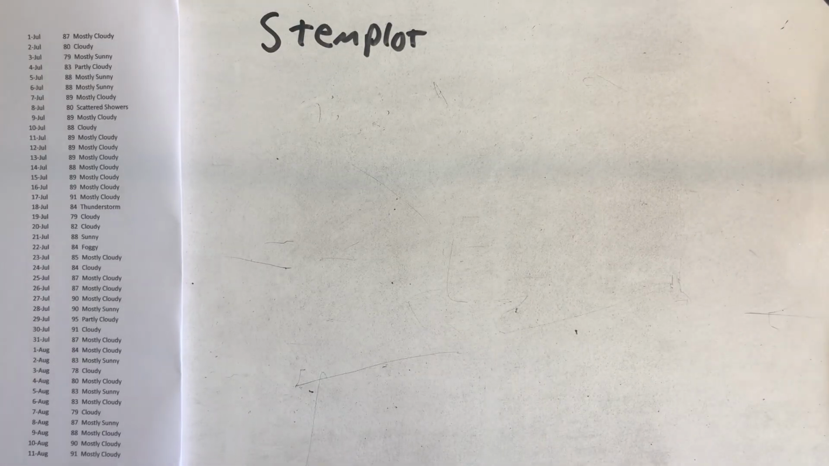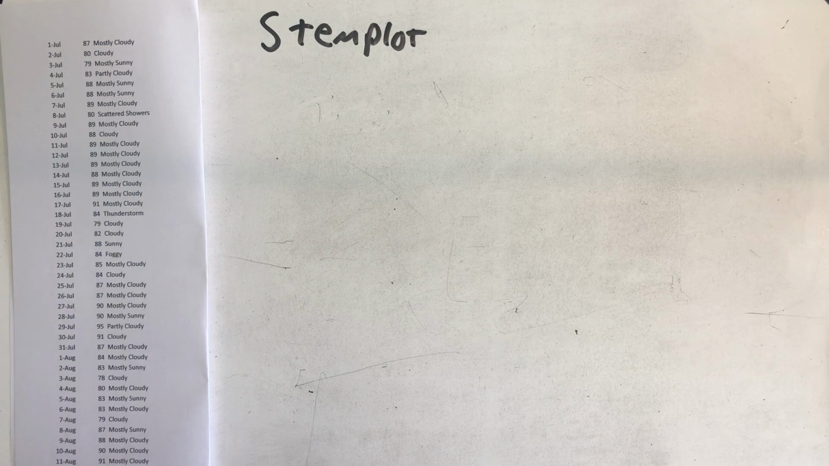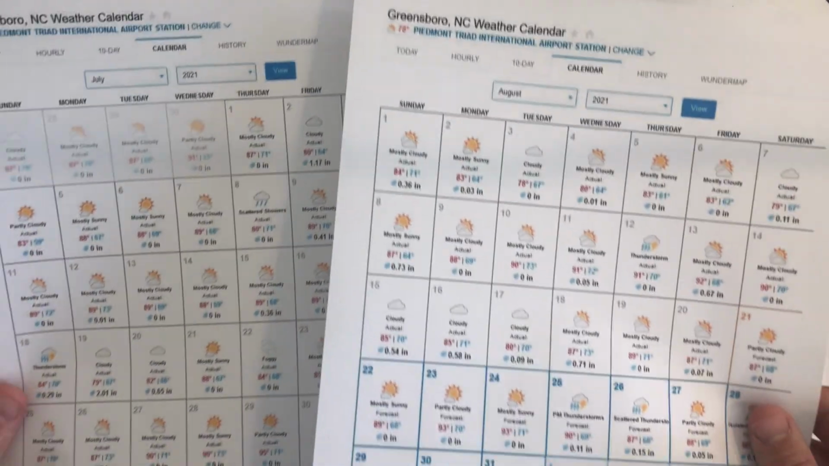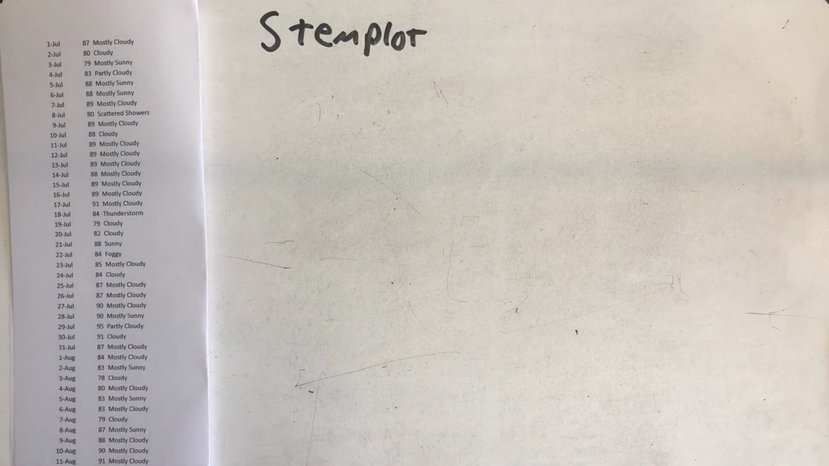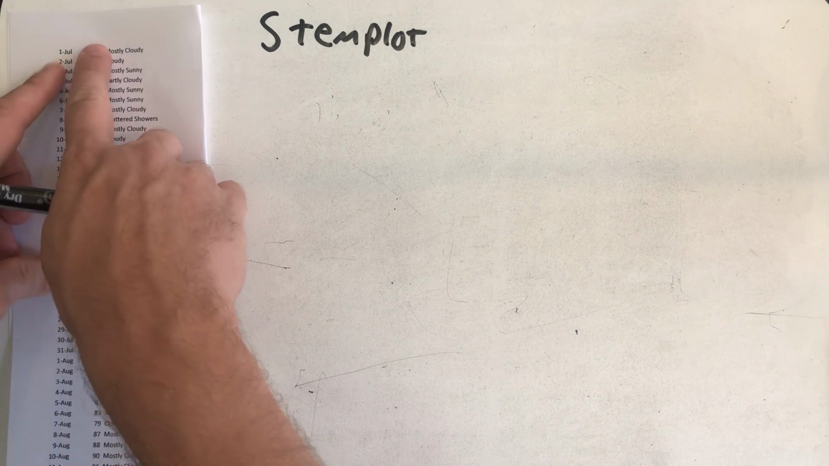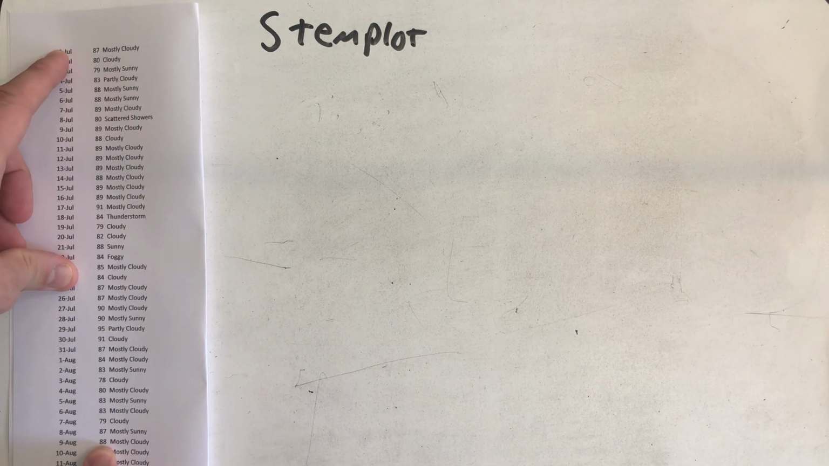In this video, I want to talk about the stem plot, or the stem and leaf diagram. In the stem plot, we take quantitative data like the temperatures that we saw in the last video that I'm going to use again. And again, those temperatures come from July and August at PTI, Piedmont Triad International Airport in Greensboro, North Carolina.